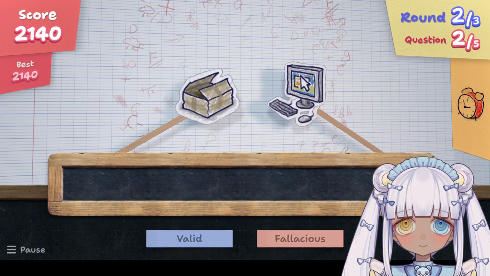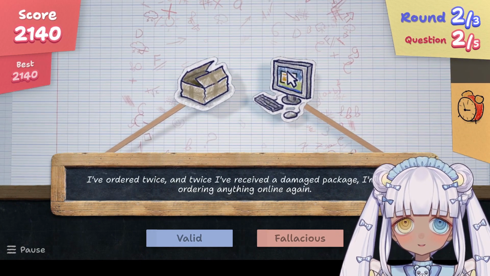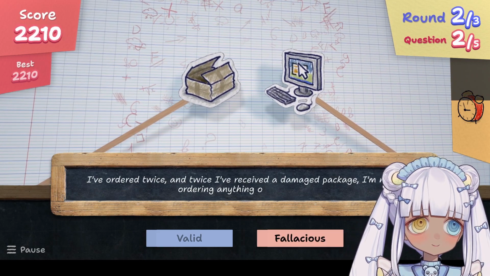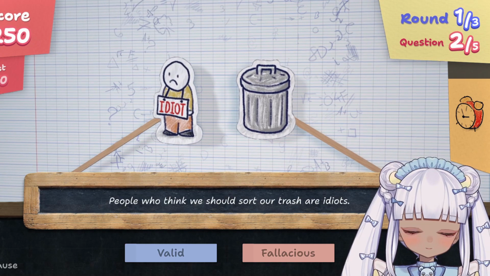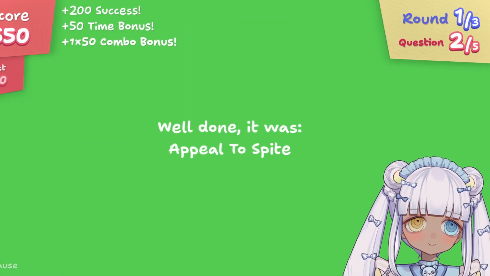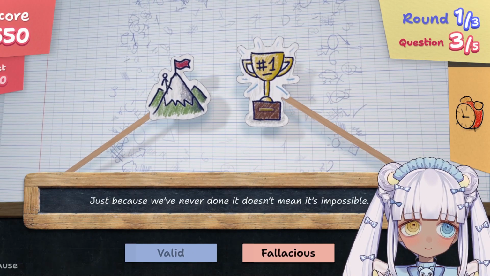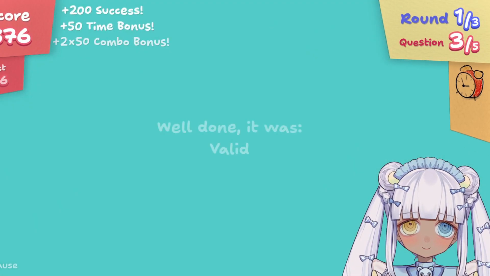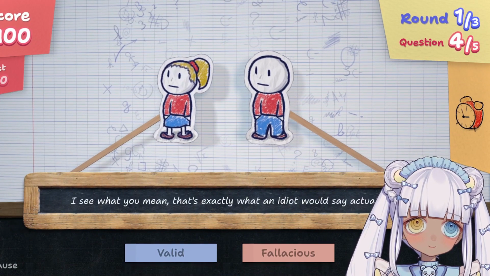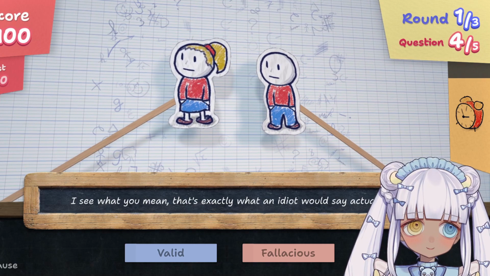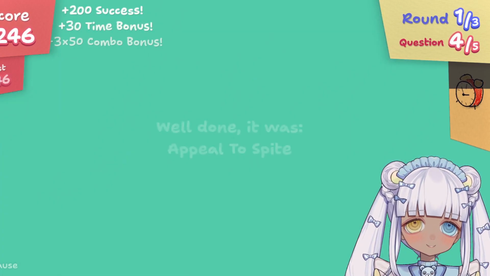Wow. I've ordered twice, and twice I've received the damaged package. I'm never ordering anything online again. Okay, see. Well, you know what, fallacious, because you said online. People who think we should sort our trash are idiots. Fallacious, even though that's, well, no, appeal to spite. Just because we've never done it doesn't mean it's impossible. Valid. Because you don't know until you try. I see what you mean. That's exactly what an idiot would say, actually. Fallacious?